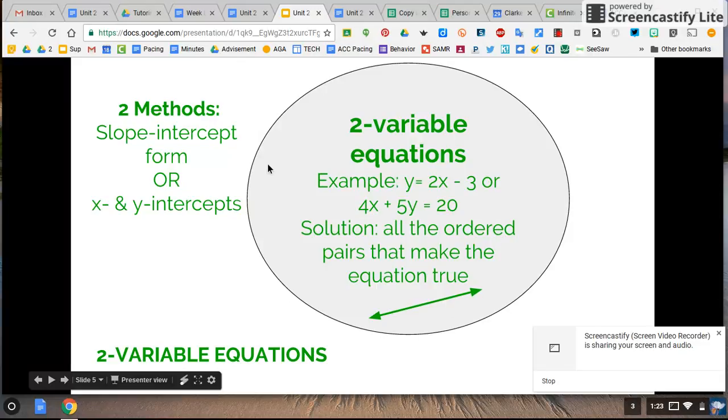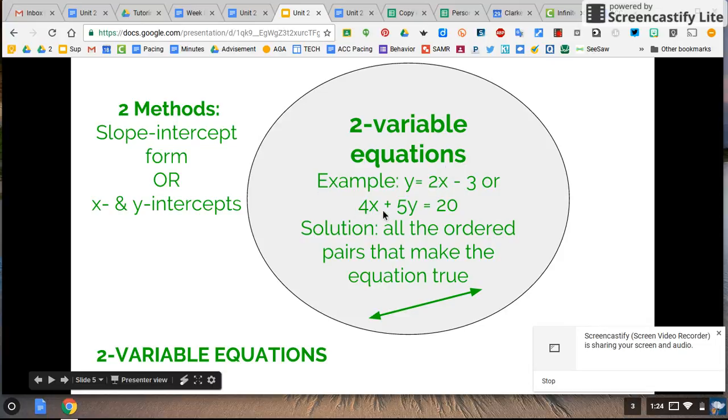Now when you're graphing, there are two different methods. Slope-intercept form is what you're used to, like y equals 2x minus 3, where you would begin on the y-axis at negative 3, and then you would use your slope of 2 to move up 2, right 1, or down 2, left 1. That would have a positive slope, so it would go up to the right.